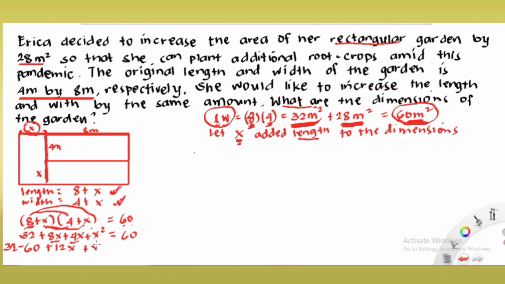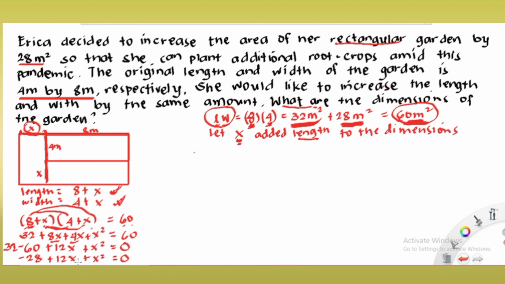Then we will just copy x squared and then equals, wala na natira dito sa side na ito. So we're gonna write 0. Combine 32 and negative 60. 32 minus 60, that is negative 28. And then let's copy everything. Plus 12x plus x squared equals 0. So if you notice, this is now a quadratic equation because the degree is 2.